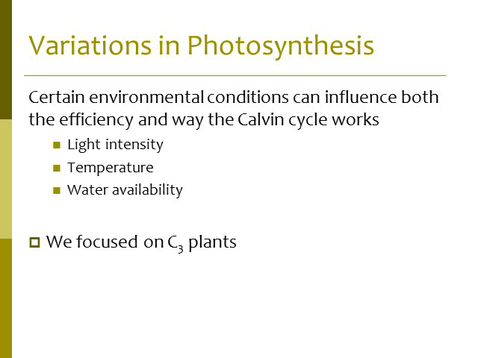Certain environmental conditions can influence the efficiency and the way that the Calvin cycle works. The light reaction is pretty much the same in every type of plant species, but the Calvin cycle has little variations. Different things can affect how the Calvin cycle works: the light intensity, temperature, and also water availability. Like I just mentioned, we focused on a type of plant called C3 plants, and about 90% of plants are C3 plants.